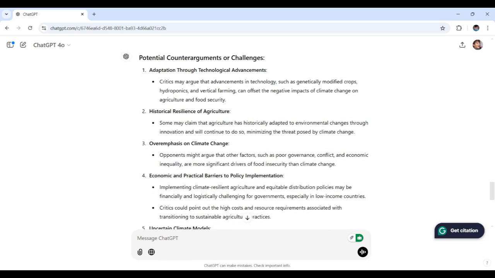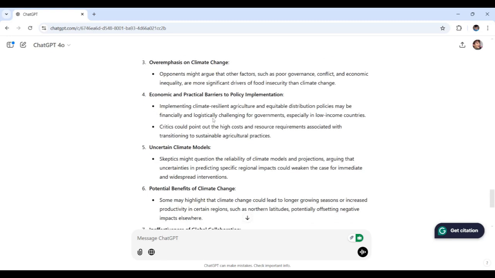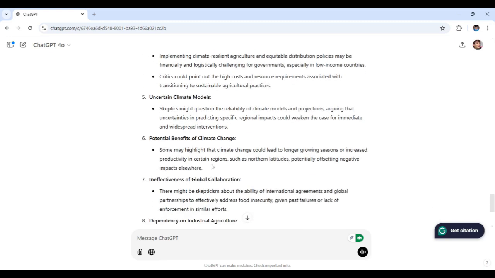All right, so here's what we got right here. Now the counterpoints, like, let's say adaptation through technological advancements. So let's just read it a bit. Critics may argue that advancements in technology such as genetically modified crops, hydroponics, and vertical farming can offset the negative impacts of climate change on agriculture and food security. All right, so scroll down. Let's go with another one, like potential benefits of climate change. Some may highlight that climate change could lead to longer growing seasons or increased productivity in certain regions, such as northern latitudes, potentially offsetting negative impacts elsewhere.